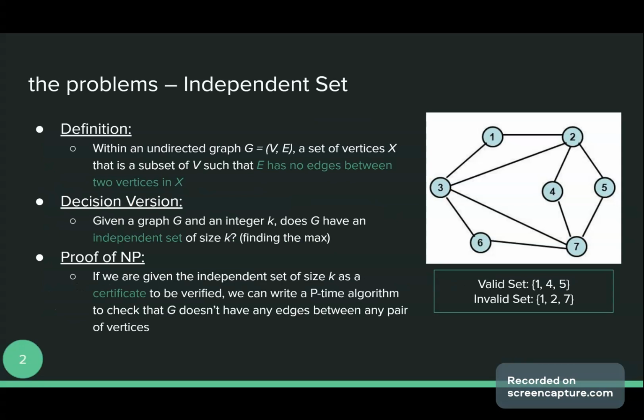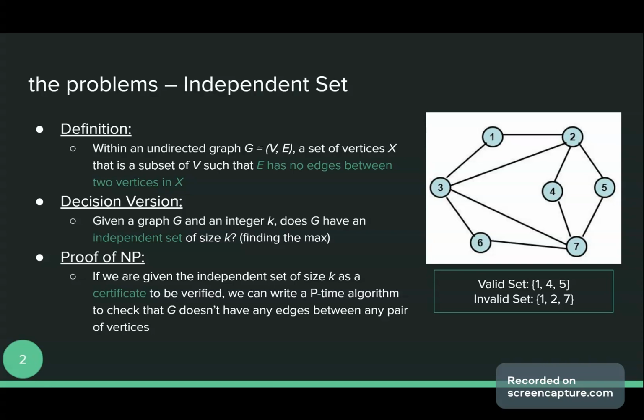The decision version of this problem is, given a graph G and an integer k, does G have an independent set of size k? And we want to find the greatest number of vertices, which is the maximum value of k. We can also prove that this problem is in NP by saying, if we are given the independent set of size k as a certificate to be verified, we can write a polynomial time algorithm to check that G doesn't have any edges between any pair of vertices. And we'll go more into this later.